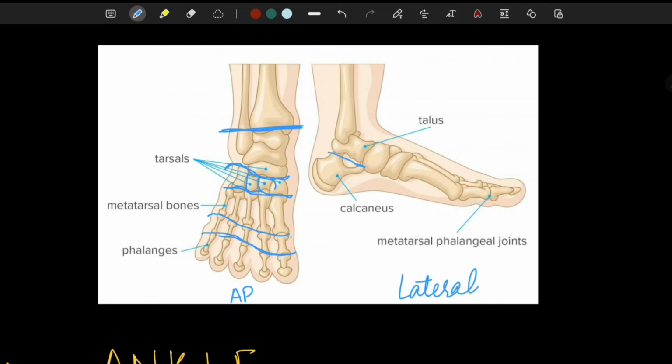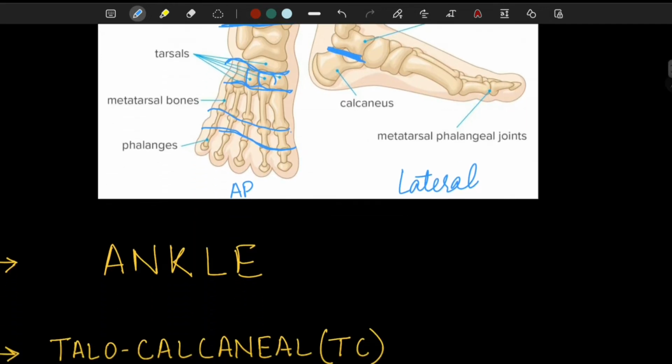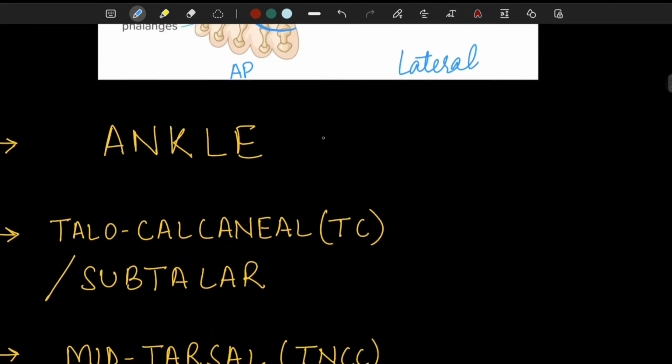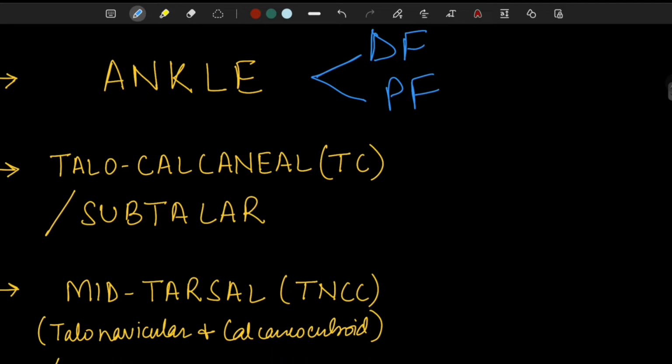On the lateral view, we can appreciate the subtalar joint or the talocalcaneal joint. Now, what are the various movements? Ankle is a simple hinge joint, movements occur in one plane, which are dorsiflexion and plantarflexion. Second is the talocalcaneal joint, also known as the subtalar joint. Movements occur in a sideways plane.